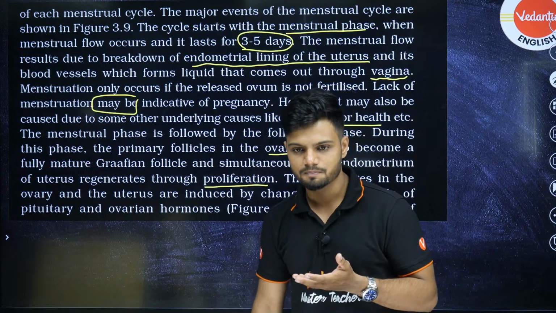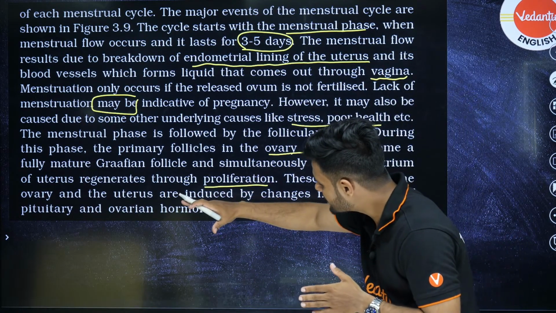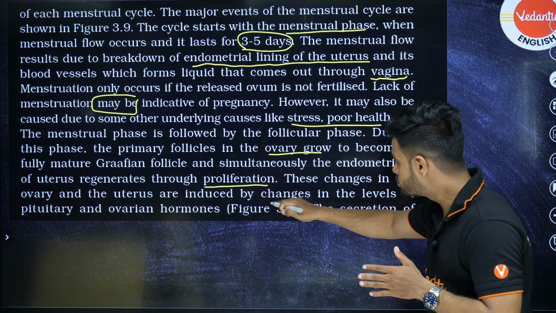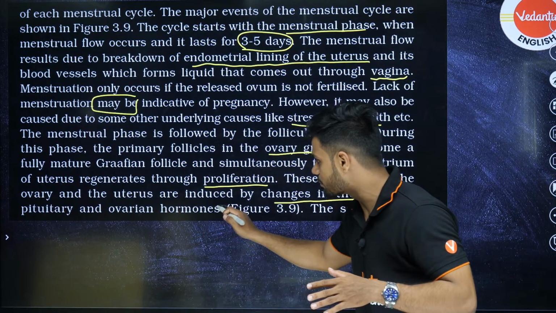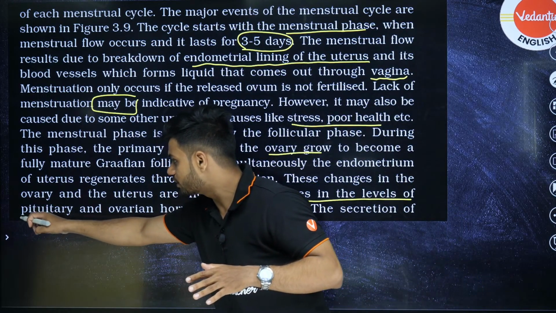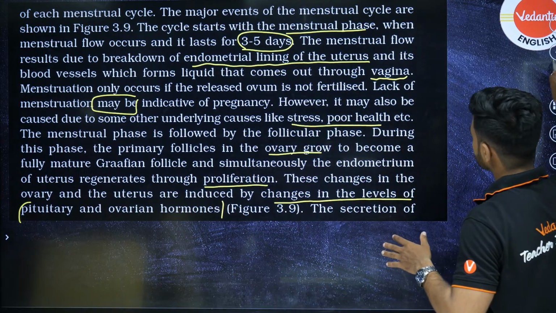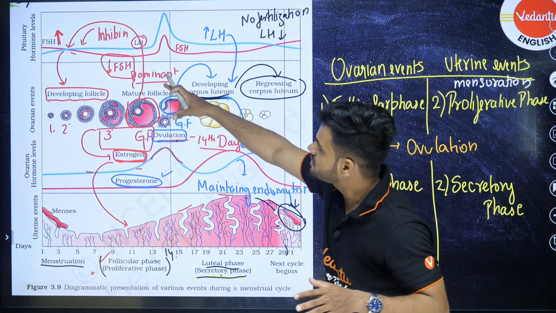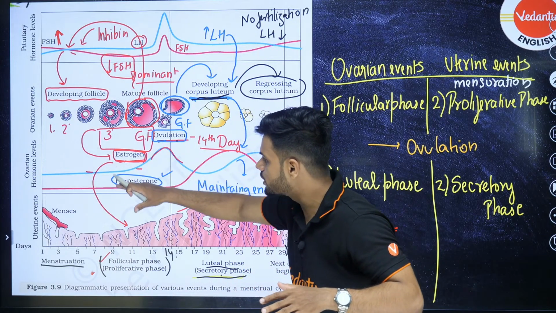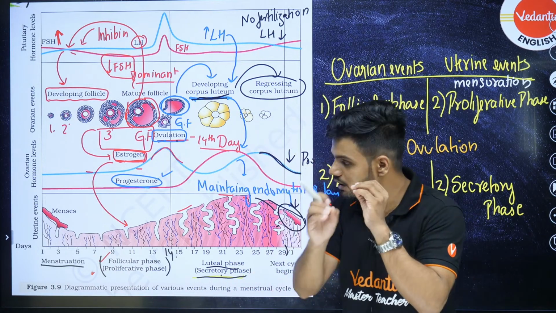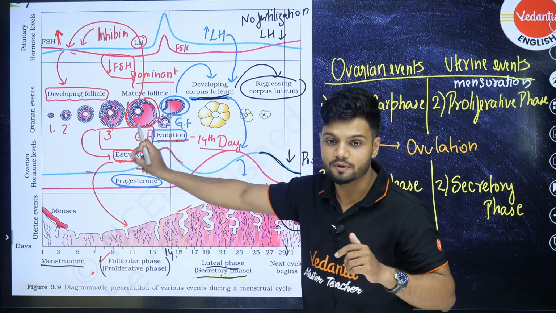Polycystic ovarian disease, right? Now these changes in the ovary and the uterus are induced by changes in the levels of pituitary and ovarian hormones. Very important: pituitary hormones and ovarian hormones. Pituitary hormones are your FSH and LH. Ovarian hormones are estrogen and progesterone. You just now learnt how each hormone is influencing the other event.